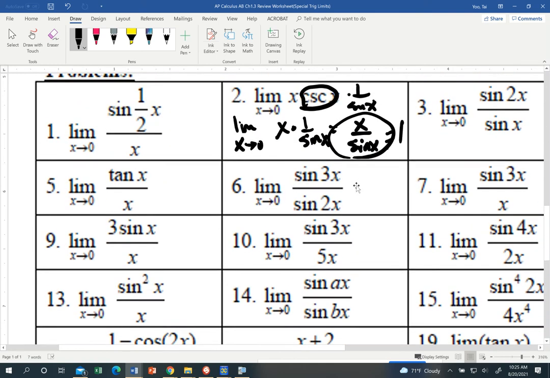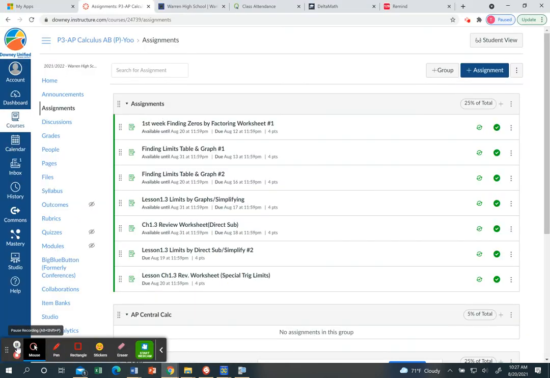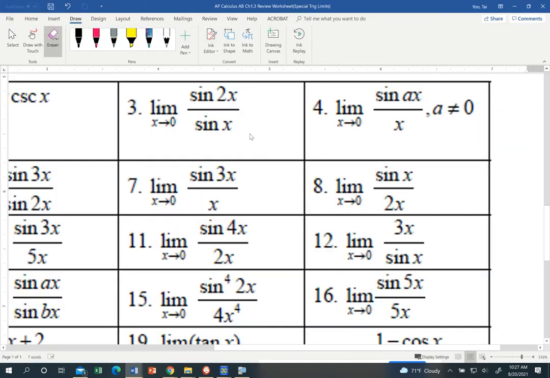All right, let's try number 3. I'll give you a few seconds to do that. And then after that, I might let you do this on your own and see if you can figure this out, okay? Let me pause this. All right, let's go back to number 3. There is no such formula as sine 2x over sine x. So again, you need to do something to this.